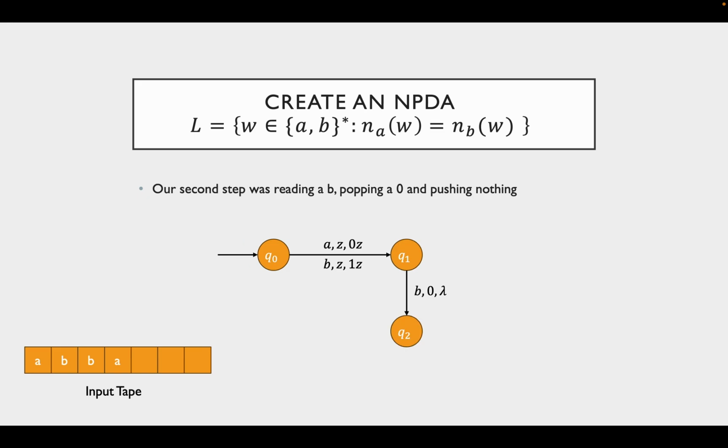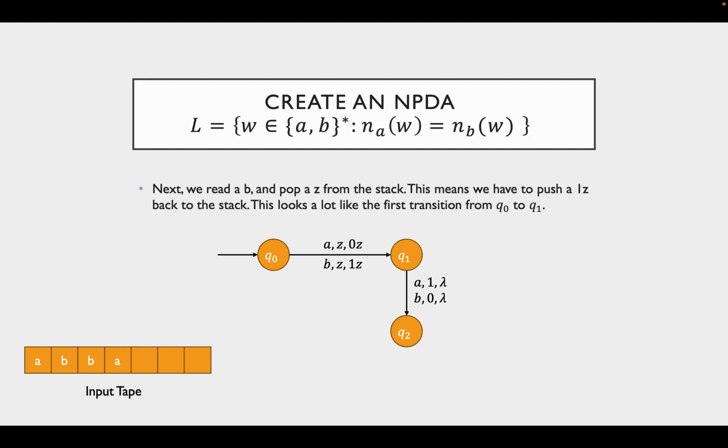Our second step with this particular input tape was reading a B, popping a 0, and pushing nothing. Similarly, if we read an A at this point and we popped a 1, we'd push nothing. Next, on our input tape, we read a B and pop a Z from the stack. This means that we have to push a 1Z back to the stack. This looks a lot like the first transition from Q0 to Q1.